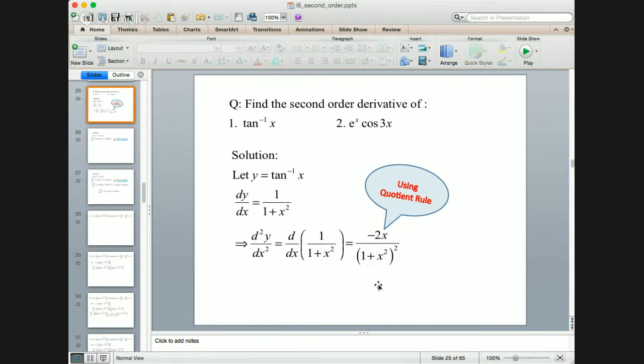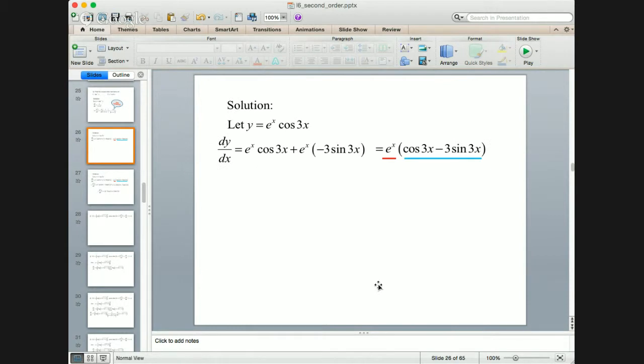So if I may now move on to the next question, which is exponential x cos 3x. It's a product of two functions. So to find dy by dx, I use the product rule. And before I find the second order derivative, one may just rewrite this function as exponential x into cos of 3x minus 3 sine 3x.